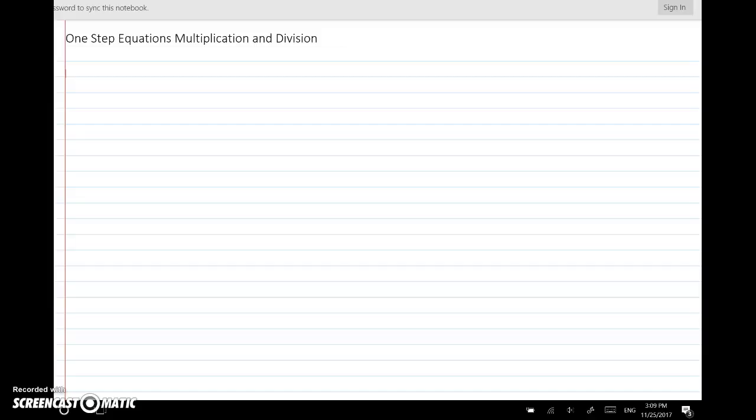Hi everyone. We're going to go on to one-step equations with multiplication and division this time. Before we did addition and subtraction, now we're doing multiplication and division. Remember, we're looking for opposite operations. So before we did addition and subtraction, now we're doing multiplication, which is the opposite of division, and vice versa.